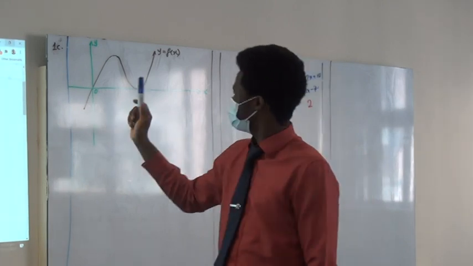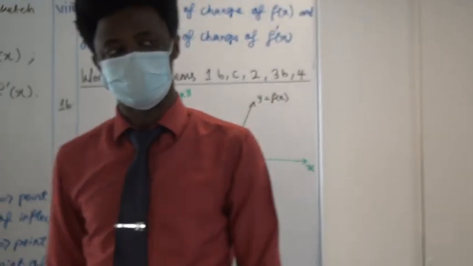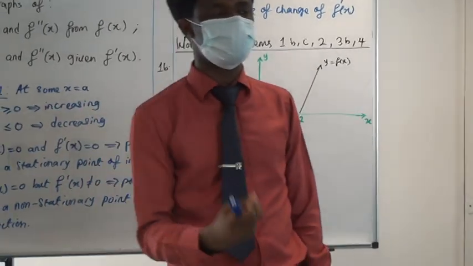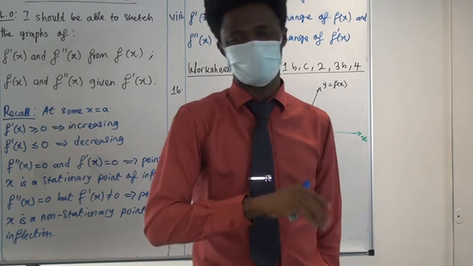In this question and this question, we don't know what the equation looks like. But we have the graph of f of x. We're interested in what will be the graph of the first derivative and the second derivative. So let's observe.